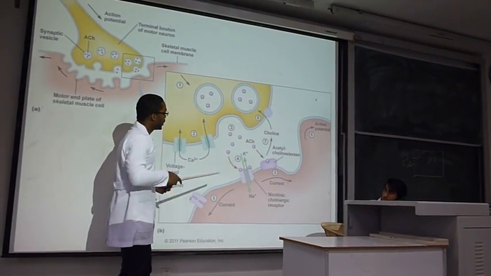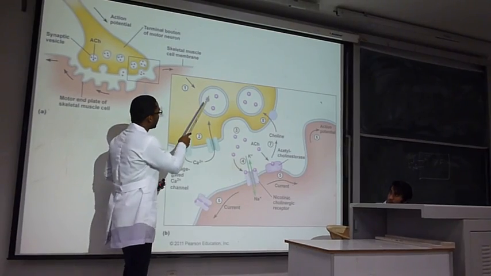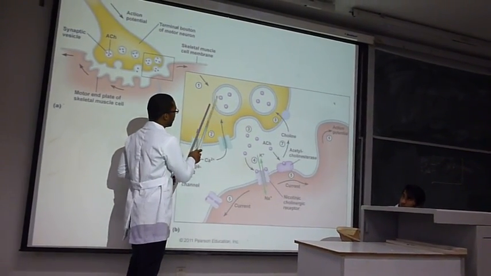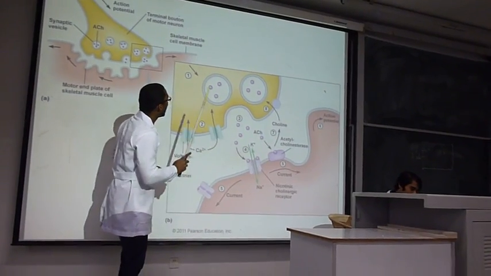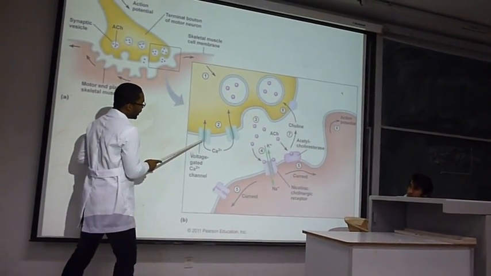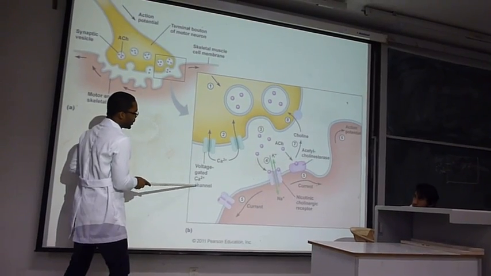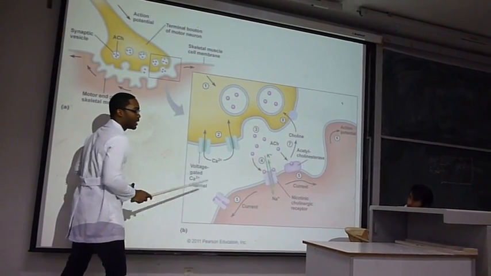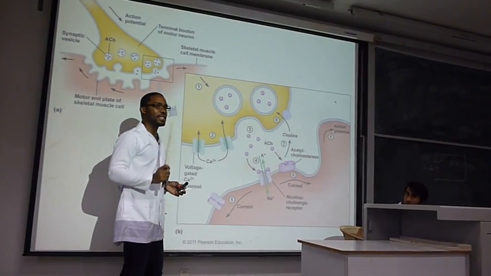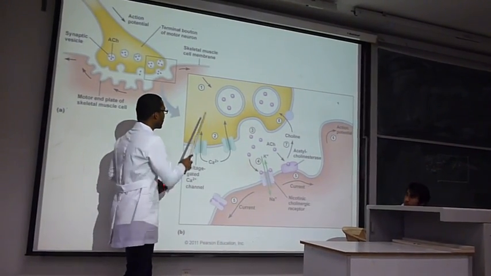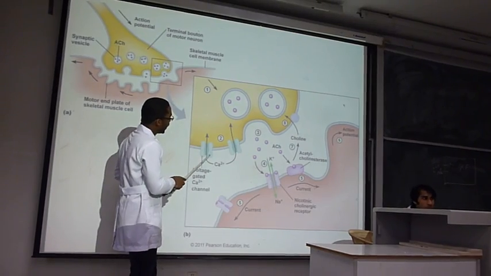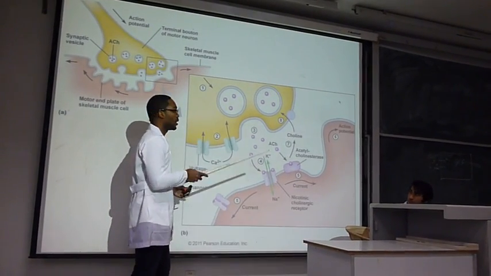Now, back to the sequence. The sequence is that vesicles containing acetylcholine are found in the presynaptic membrane. When there's an action potential, it stimulates voltage-gated calcium channels. These channels are sensitive to depolarization. So when there's a depolarization from that action potential, the gates open. And when the gates are open, there's an influx of calcium.